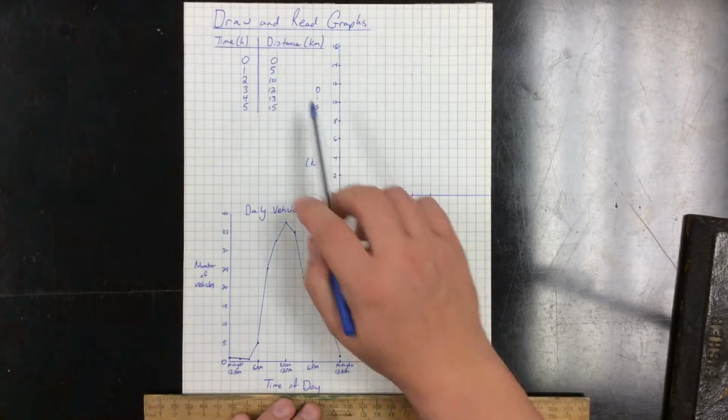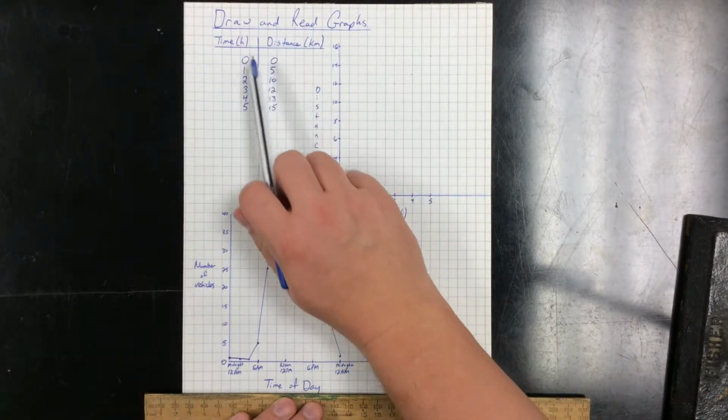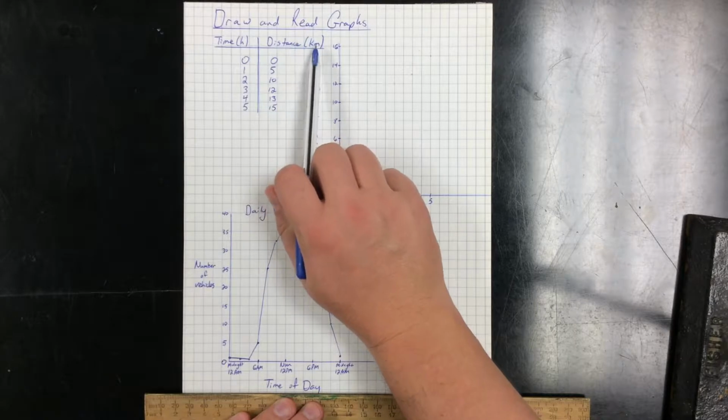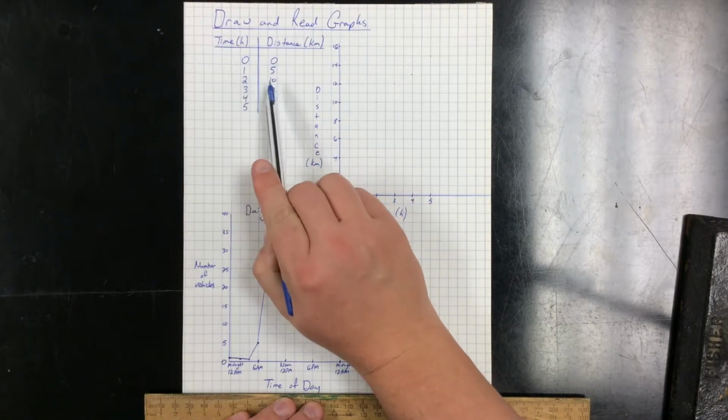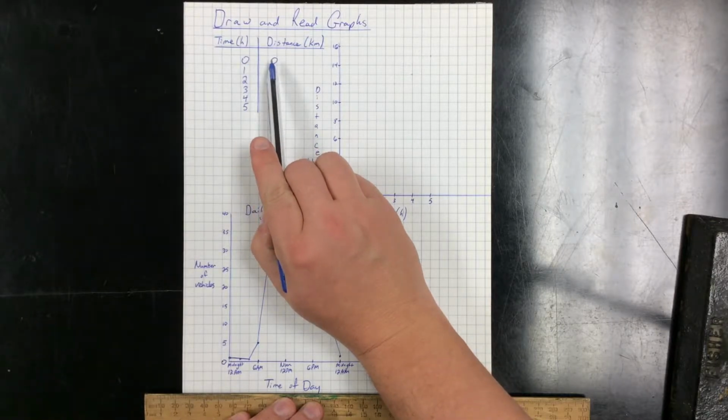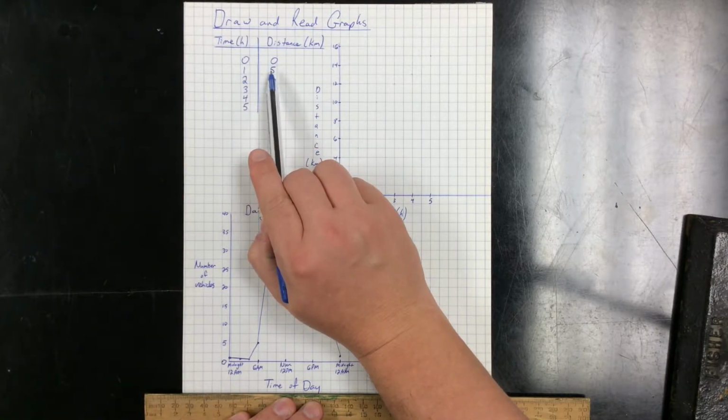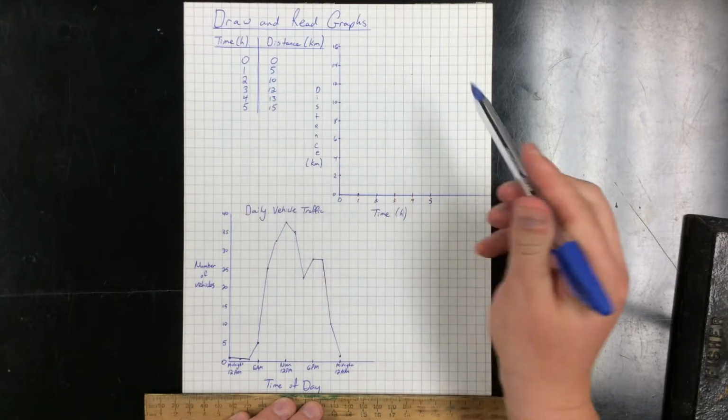Today we're going to talk about drawing and reading graphs. In our first case, we've been given a table of values, or a T-graph, that has time in hours and distance in kilometers. And we have these different pairs of numbers that work side by side. So at time 0 we go 0 kilometers, 1 hour we go 5 kilometers, 2 and 10, and so on.